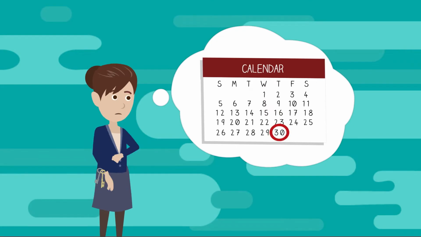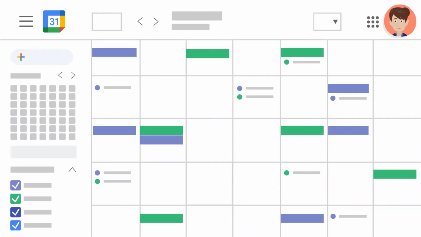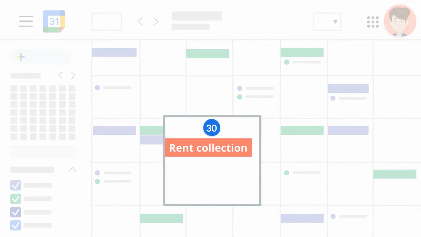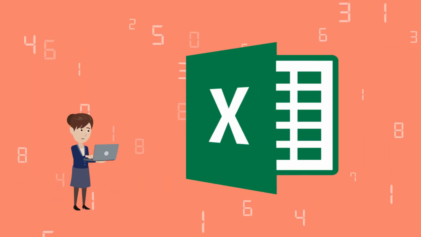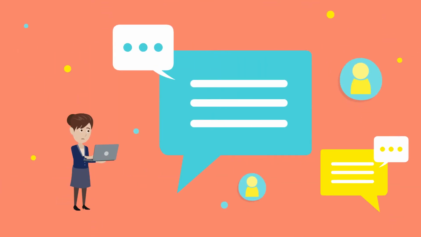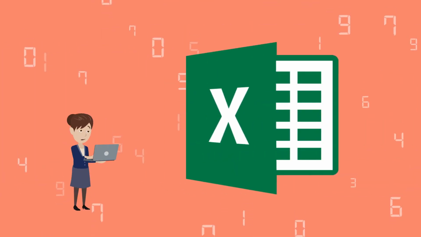Sometimes she's so busy that she forgets to collect rent. So she'll also set a rent collection reminder in Google Calendar. Thinking of going through this repeated process every month, she feels tired and troubled.